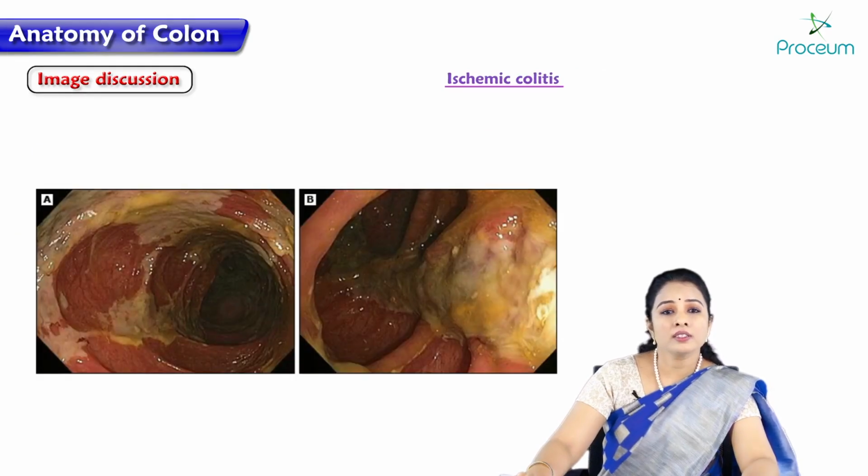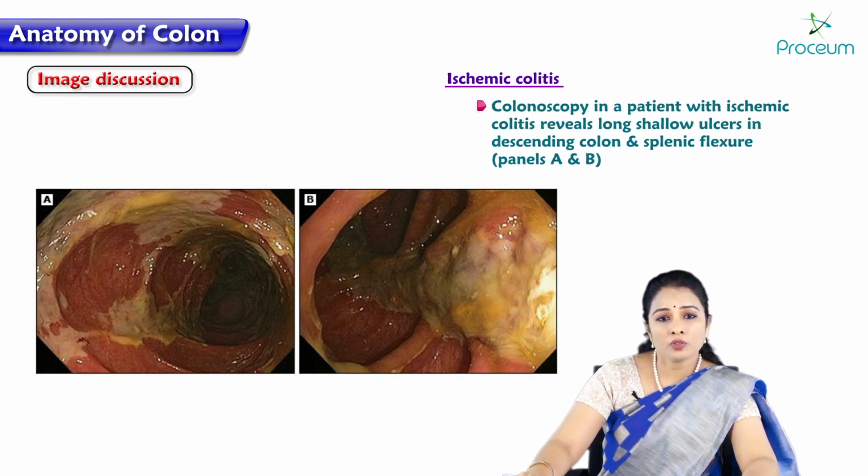And here is ischemic colitis again, where colonoscopy in a patient with ischemic colitis reveals long, shallow ulcers in the descending colon and in the splenic flexure, both in panels A and B. Descending colon in panel A and splenic flexure in panel B.